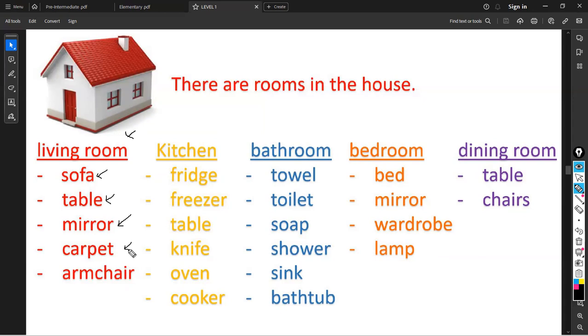What about carpets? How many carpets do you have in your living room? There is one carpet. Amazing. How many armchairs do you have?